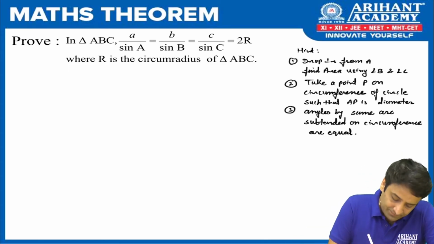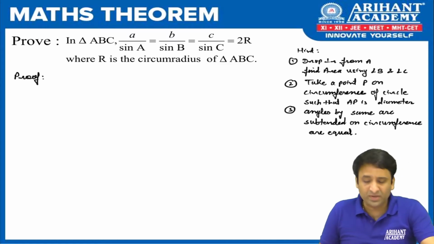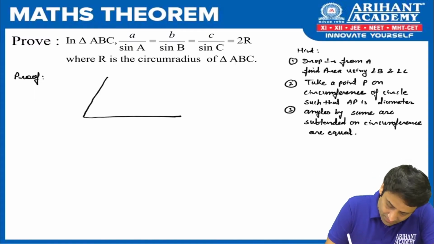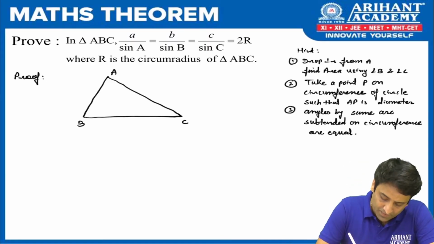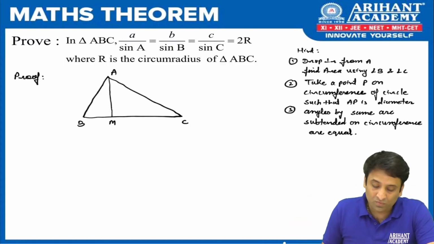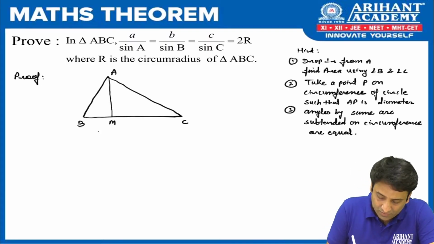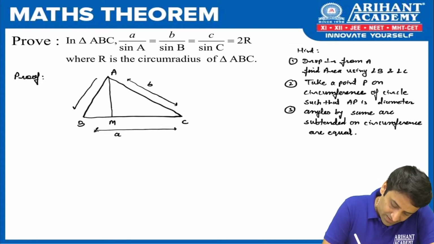So let's begin this proof. To start, we consider a triangle. Let us take a triangle ABC here. Now what did I say in the first hint? That I am supposed to drop a perpendicular onto side BC from A. Now we know the usual notation that we follow in properties of triangle: the side opposite to A is small a, side opposite to B is small b, and side opposite to C is small c.